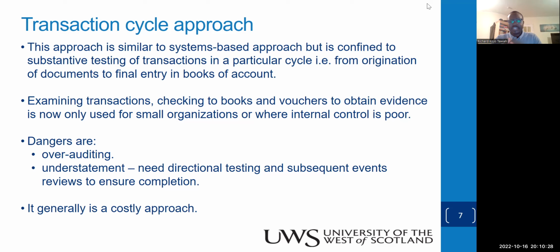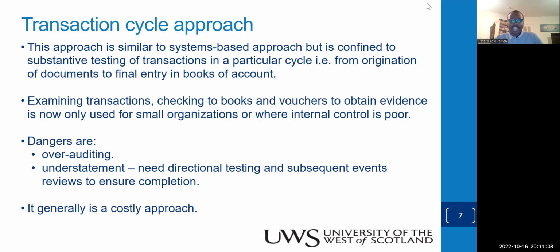Now, it is normally used for small businesses. Of course, you find these small businesses having poor internal controls. Even if there are controls, you see management overriding them. So we normally use this transaction cycle approach for auditing of these small companies, but you should not be surprised that in a big audit engagement, some of these things are done. Sometimes we try to cover it up by saying it's a walkthrough test, but it looks like a transaction cycle approach in reality. The danger is that you may end up doing so much work, you may over-audit.